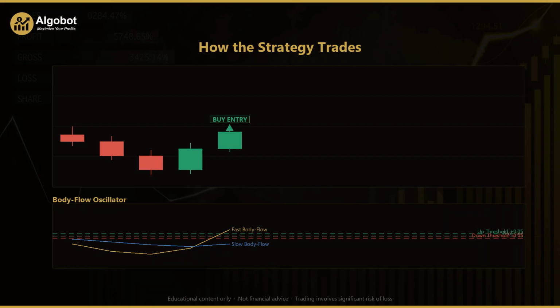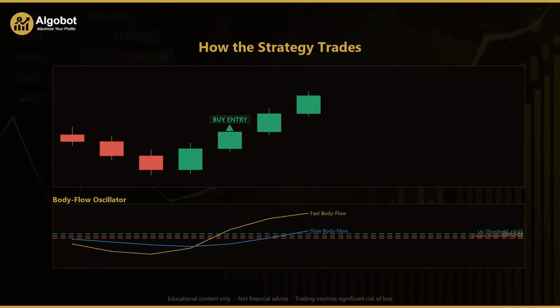Now watch the fourth candle. A bullish body forms. The market finally commits some intent to the upside, and the gold fast line lifts sharply. This is the moment. The fast body flow crosses above the slow body flow, and just as importantly, it pushes above the positive 0.05 up threshold. Both conditions are satisfied together, so the EA signals a long and the buy entry marker appears. The stop loss is placed below entry at 2 times the ATR, and the take profit is set at 1.6 times that risk distance above entry.